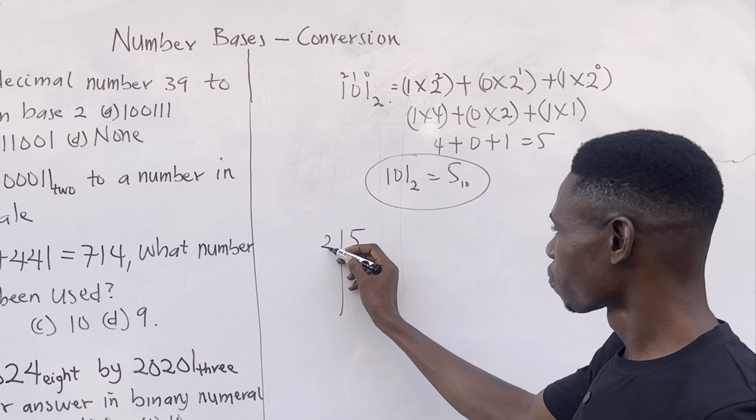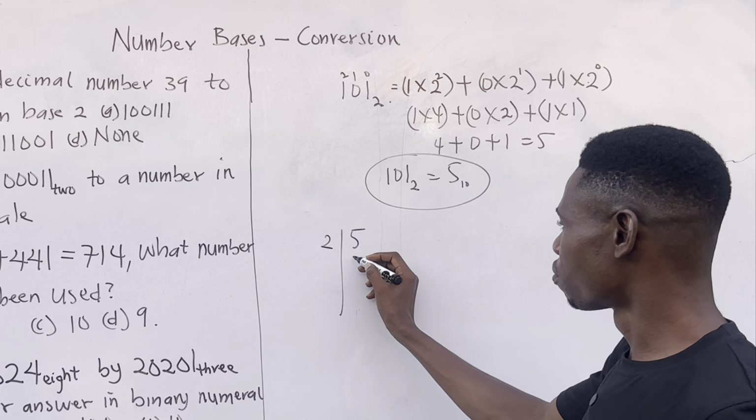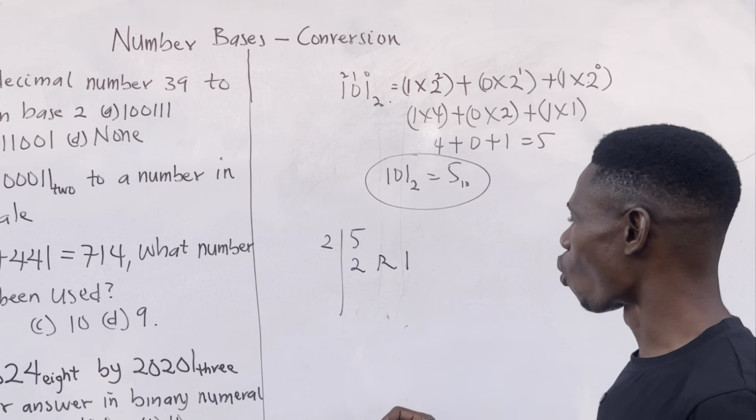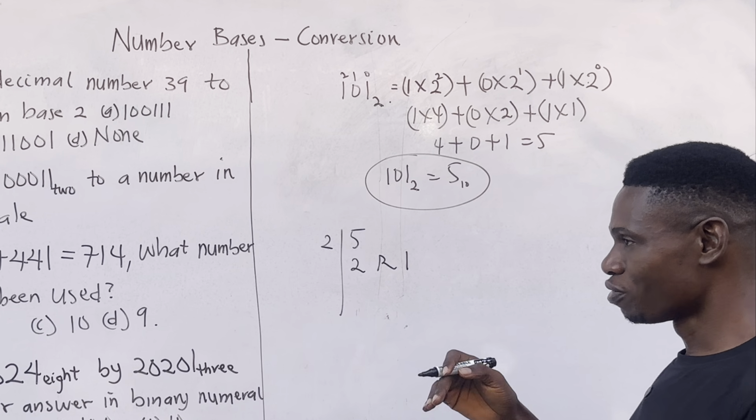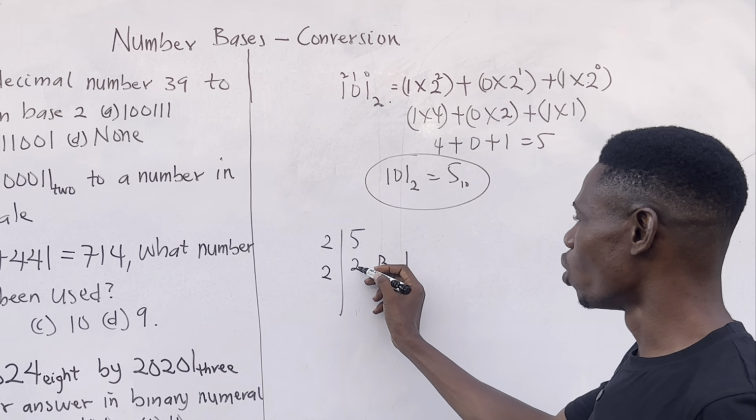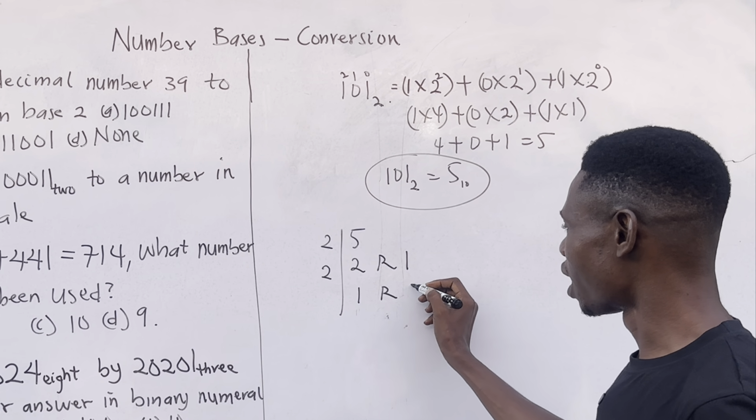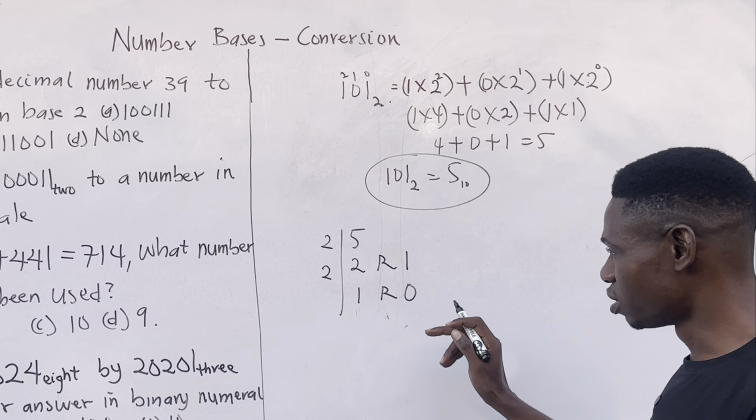So how many 2's do we have in 5? We have 2 remainder 1. You divide by 2 again. How many 2's do we have in 2? 1, remainder nothing. So we put 0.